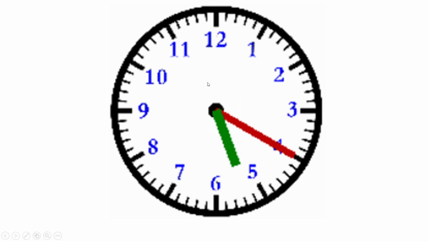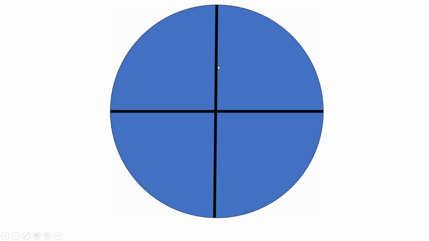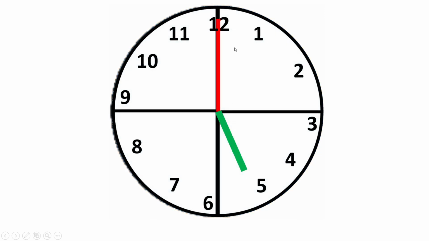So, when thinking about clocks, we can imagine them to be circles. We also imagine these circles to have quarters, which is what we're going to be using when we're telling the time. So, let's see this simplified clock that I've drawn, and let's watch the minute hand as it moves around it.